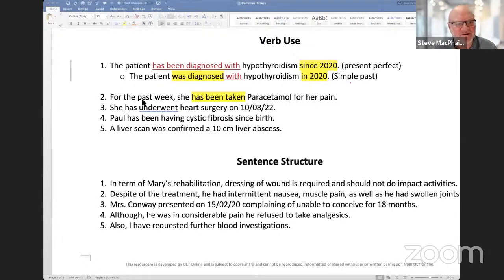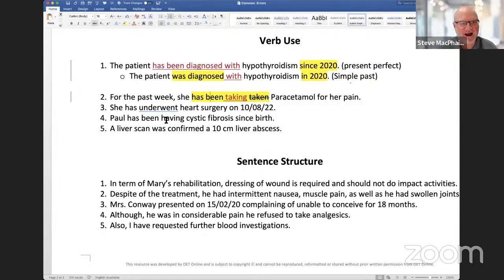All right, everyone's going, was taking, yes. For the past week, no, I wouldn't say for the past week she was taking, because we're going for the past week. So that's giving us present perfect. So it's an action here. Indawari got it. So did Senior. Yes, she has been taking paracetamol for her pain.